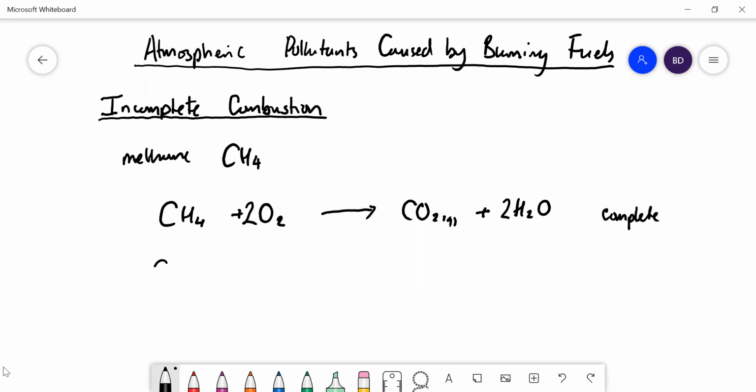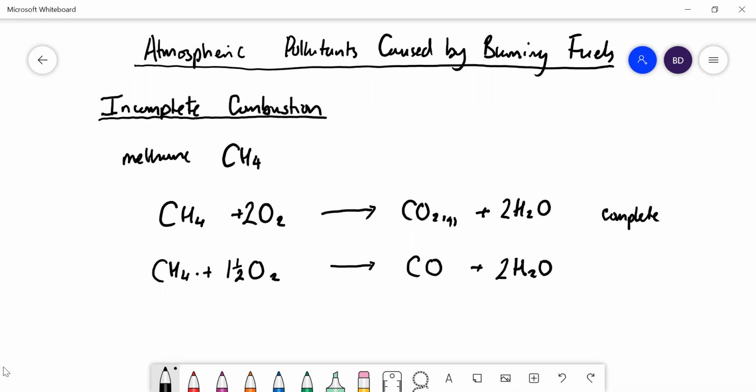However, if there's not quite enough oxygen, then what will happen is you don't get carbon dioxide, you get carbon monoxide, and you get water. So let's see how much oxygen is needed for that. We'll balance that equation. 1 mole of methane is going to give us 2 of water. Now that means we are going to have 3 atoms of oxygen, so I'm going to have to put a 1.5 in front of that oxygen there, and I prefer to do that rather than double everything.